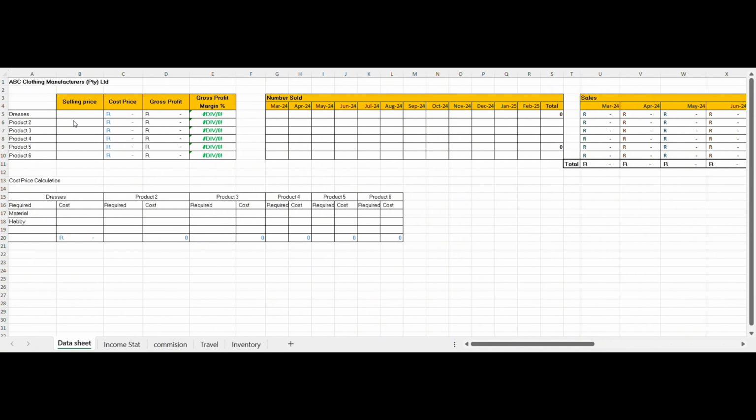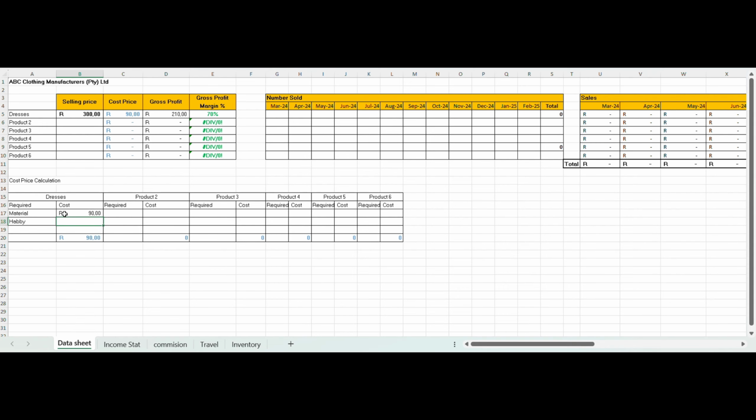So, here we have the data sheet. Now, in the data sheet, you input information like the selling price of the dress. Let's say that the dress sells at 300 Rand, right? Now we want to determine the cost price. The cost price of the dress would involve the material used, which let's say hypothetically cost 45 Rand a meter, and we use 2 meters. So that would be 90 Rand.